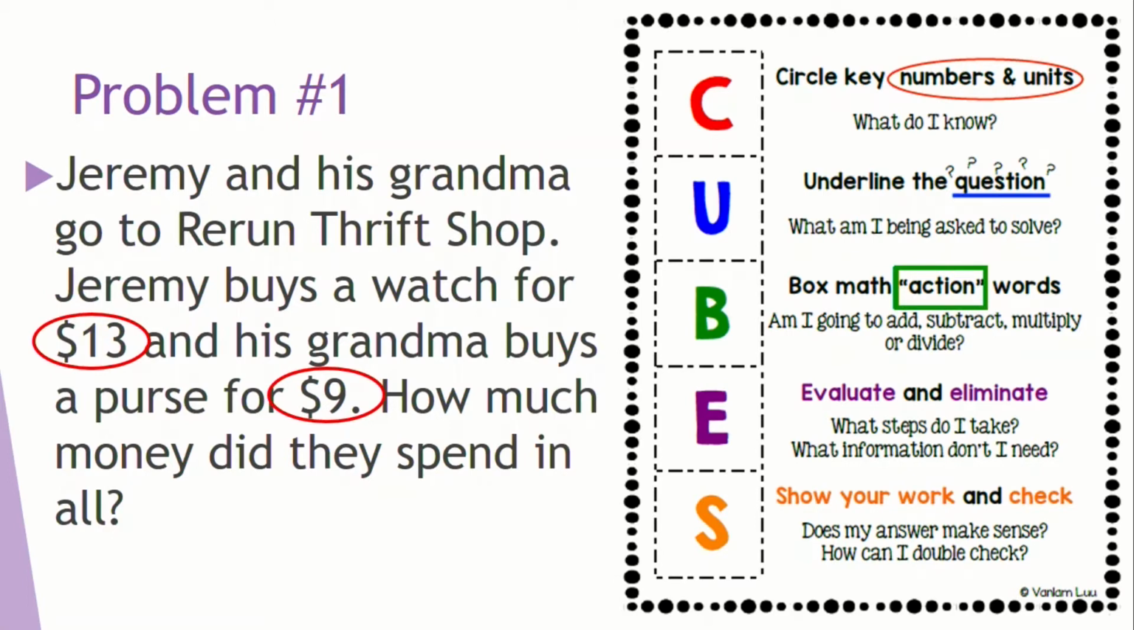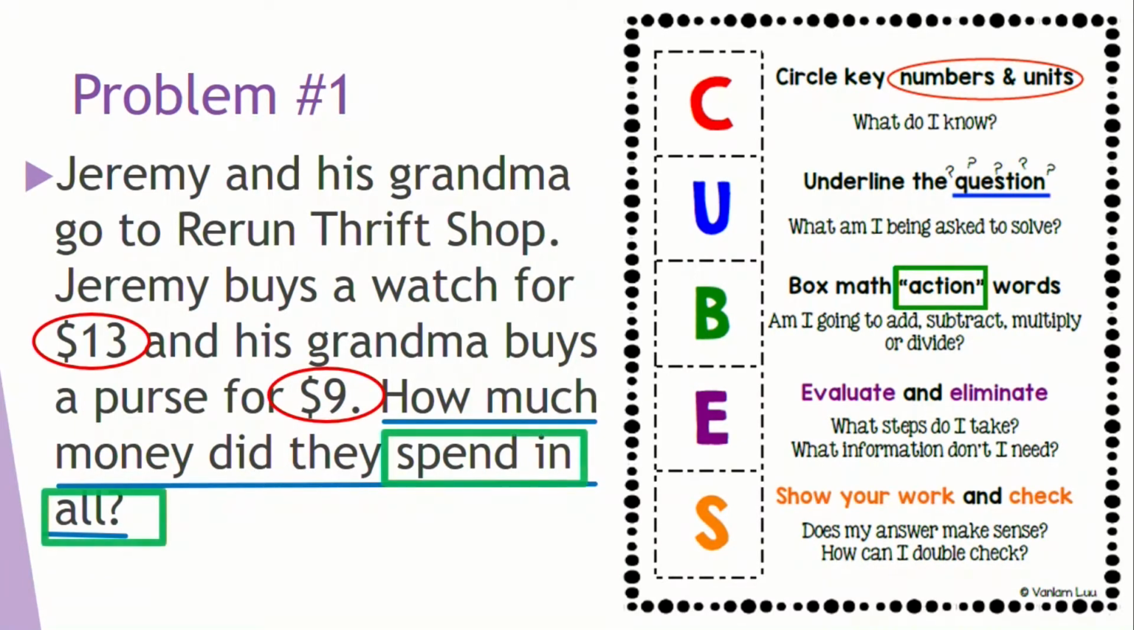Next, we're going to do the U. Underline the question. How much money did they spend in all? Do you see that question at the end? We're going to underline that. That is what we're trying to figure out today in this problem. B, box the action words. We want to look for words that give us a clue as to whether or not we're going to add or subtract. And in the question it says spend in all. In all is a clue for addition.